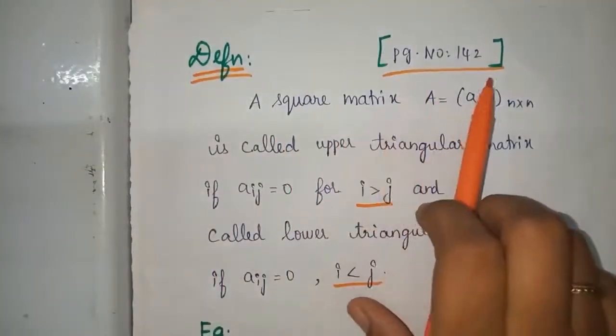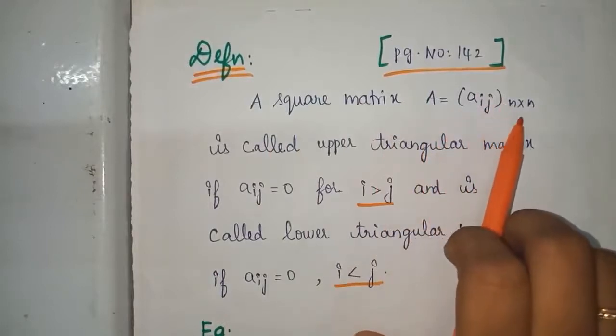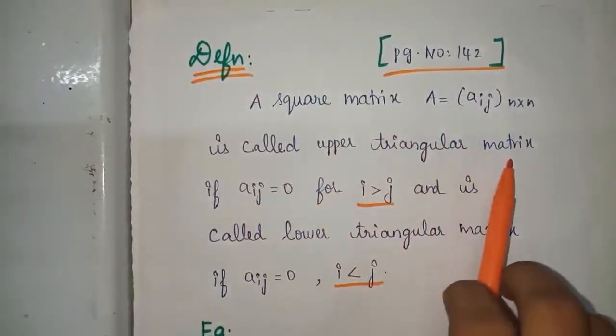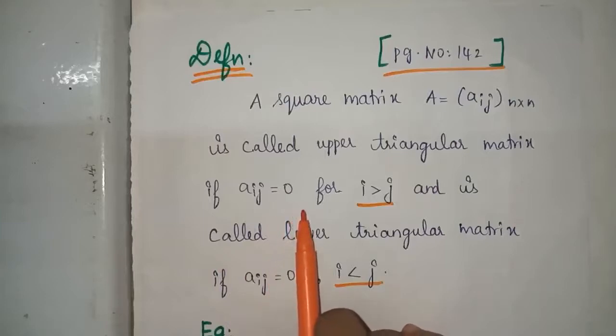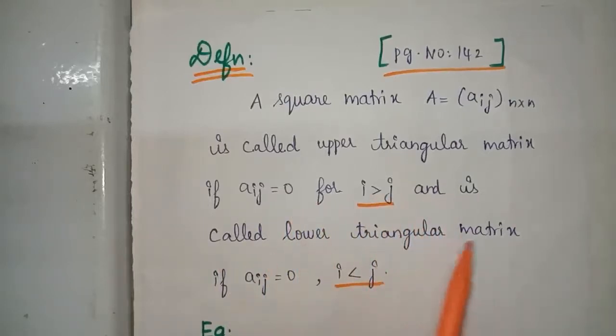Definition, page number 142. A square matrix A is equal to Aij, n cross n is called the upper triangular matrix if Aij is equal to 0 for i is greater than j, and is called a lower triangular matrix if Aij is equal to 0 for i is less than j.